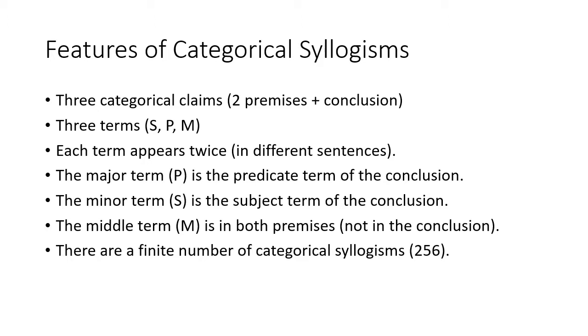So 4 times 4 times 4, and there's only three terms. Then you're only going to get so many syllogisms. And so there's a finite number, 256, and only 15 of them are valid. And so what we need to talk about next is what this method is going to look like.